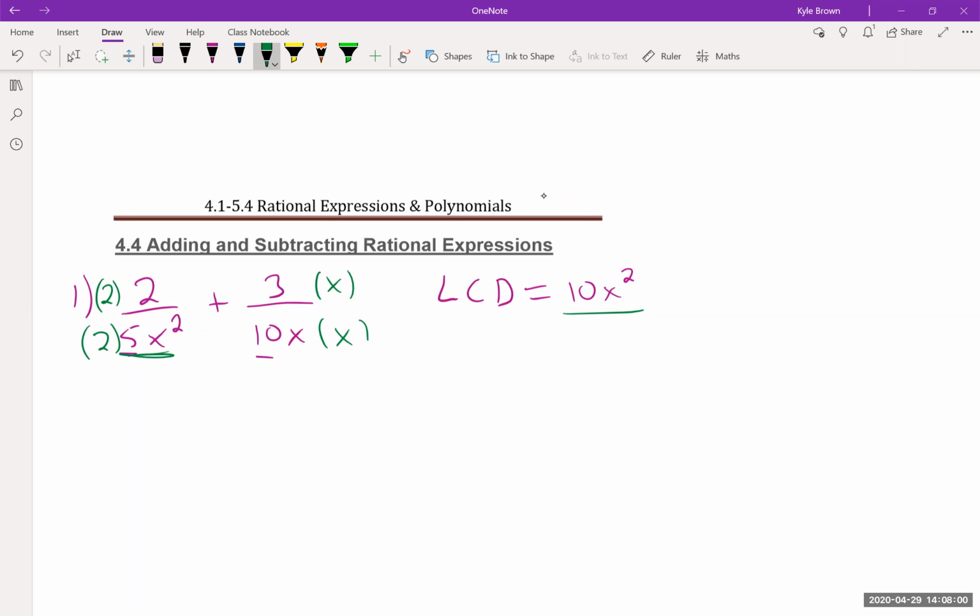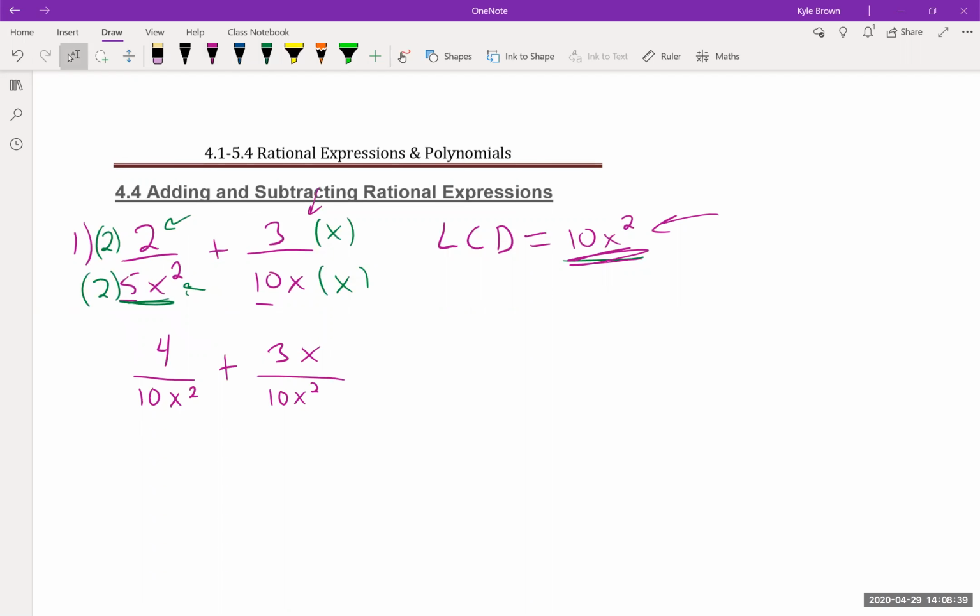Okay, so now that we're at this point, let's clean it up for a second. Let's actually multiply the top and the bottom here to see what we're dealing with. So this would be 2 times 2 is 4 over, and now the bottom is 2 times 5 is 10x squared, which is perfect because that's what we wanted it to be, right? That's what we were after. And then it's that plus 3 times x is 3x over 10x times x is again 10x squared, which again is perfect because I needed those denominators to be the same.